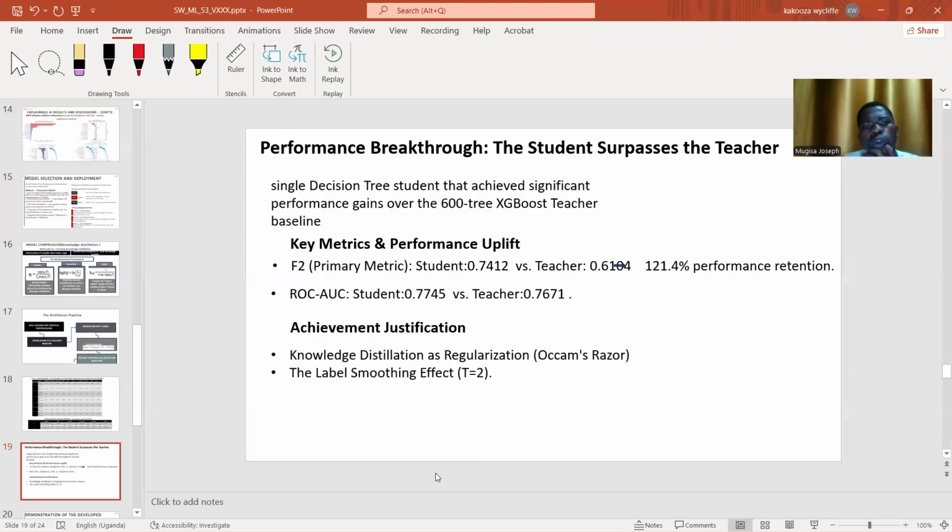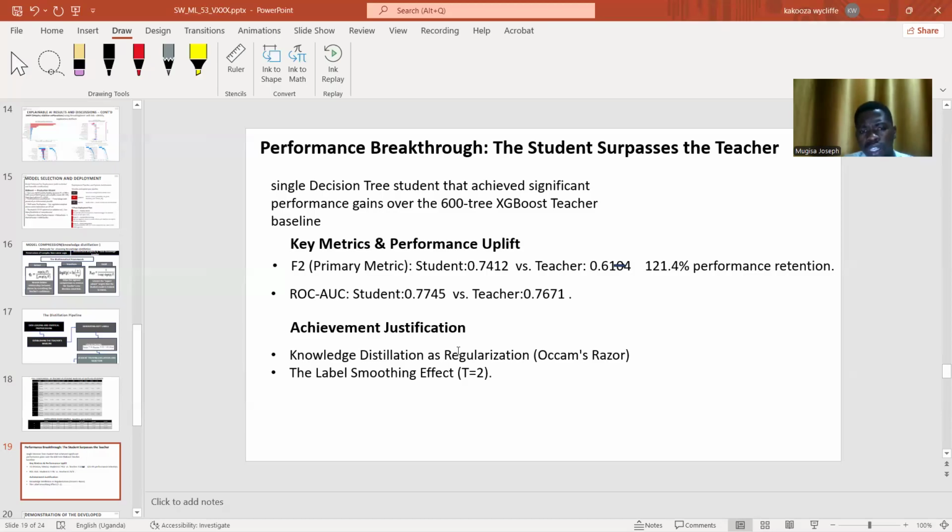And then we are looking at our model having a performance breakthrough, whereby traditionally we expect the student model to be slightly lesser than the teacher model. But this is a case which is well documented in scenarios whereby there is label smoothing and knowledge distillation as a regularization. So why are we saying that there is a gain? Because when we look at the student's F2 score and the teacher's F2 score, the performance retention is 121%.